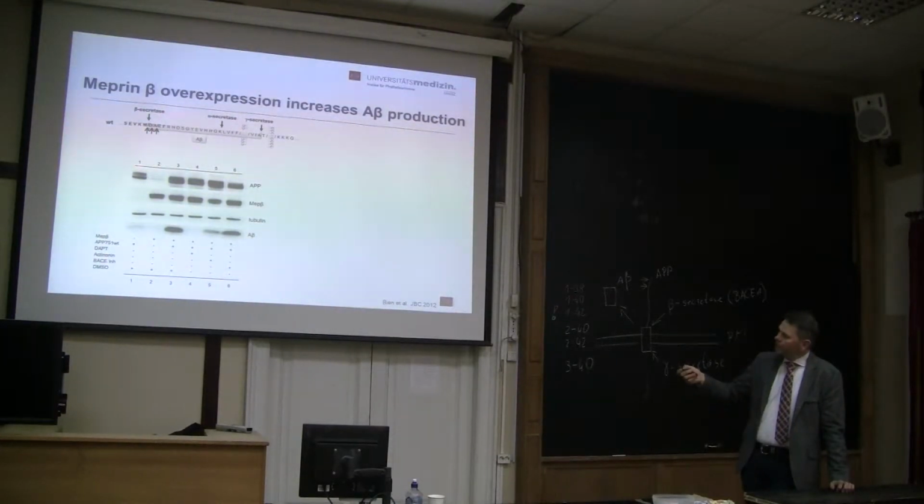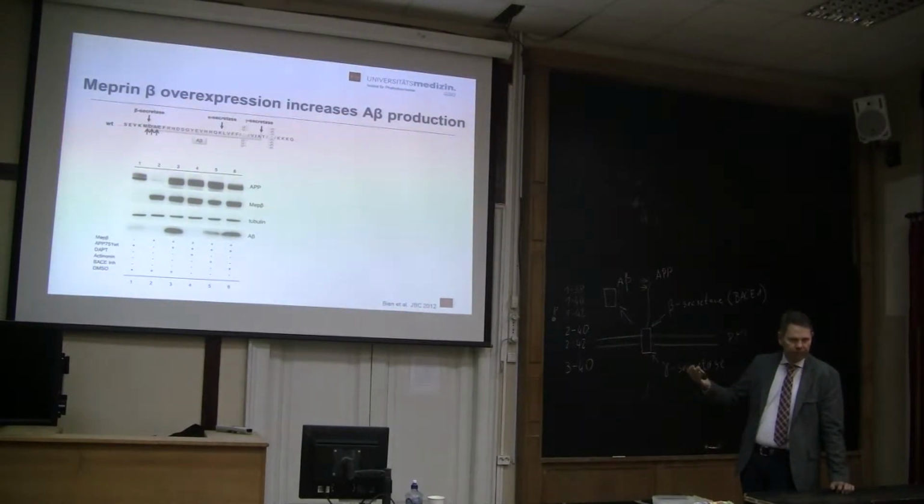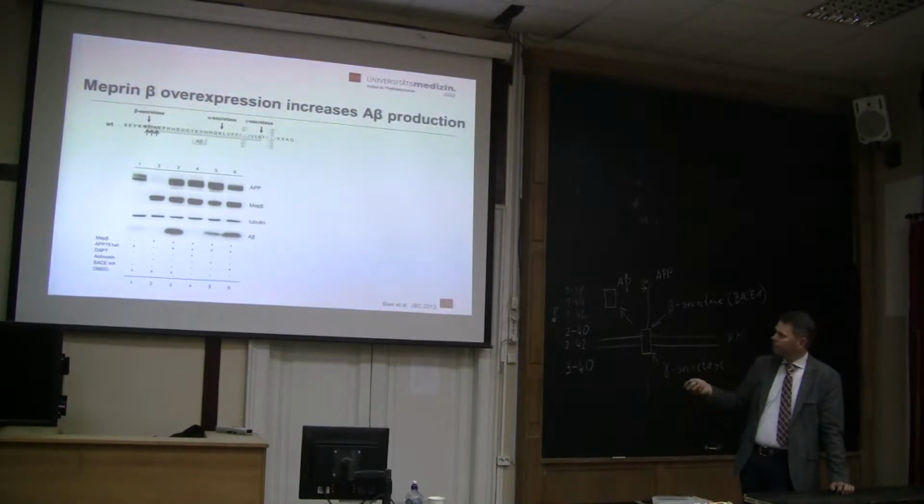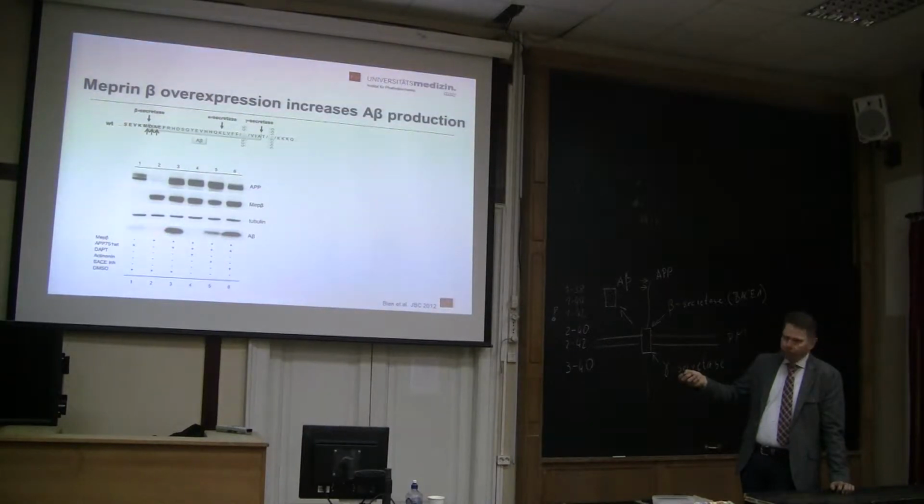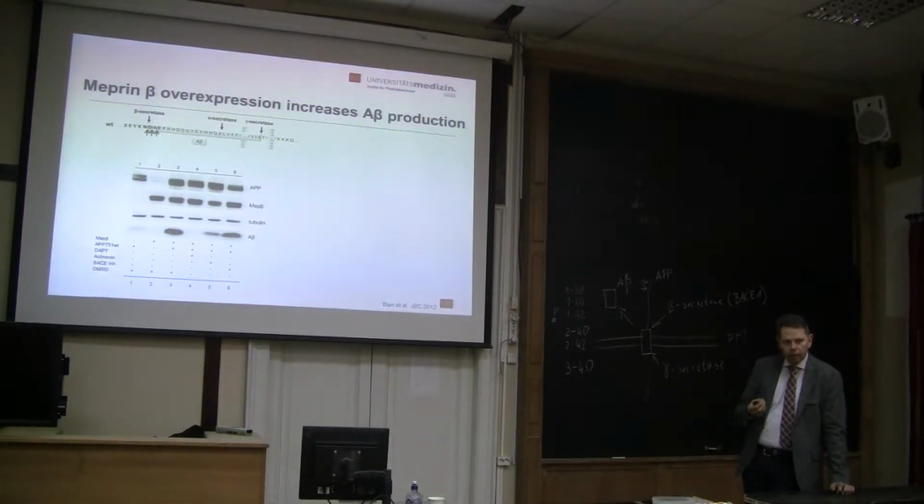So in your first lane here, we have only APP, no meprin. We do see some Aβ, which you would expect because it's generated by BACE. Second lane, no APP, but meprin, no Aβ, of course, there's no APP. Third lane, APP and meprin, and you get a lot of Aβ, right? So now we wanted to see whether that is really Aβ, because it could be something else.